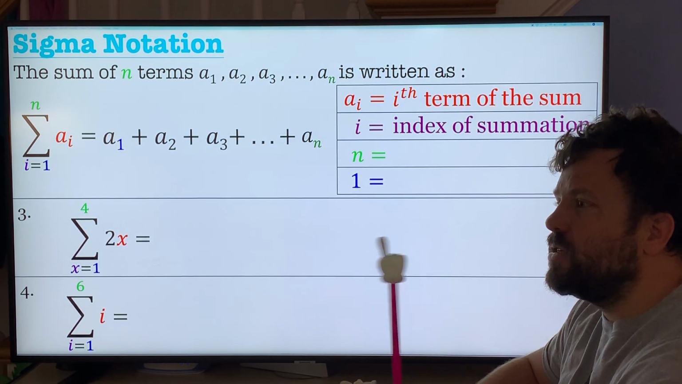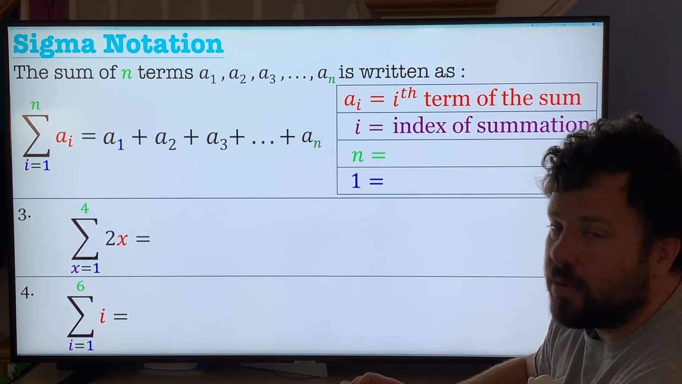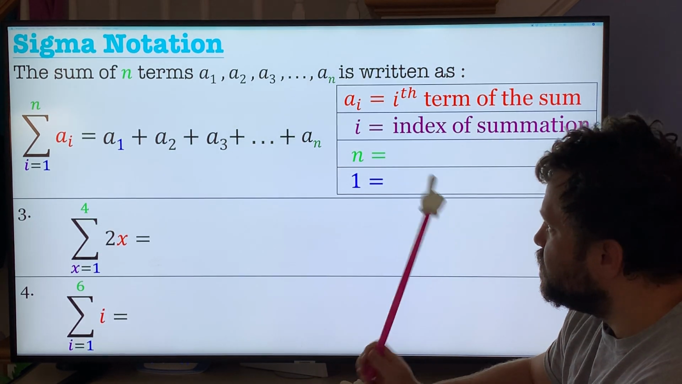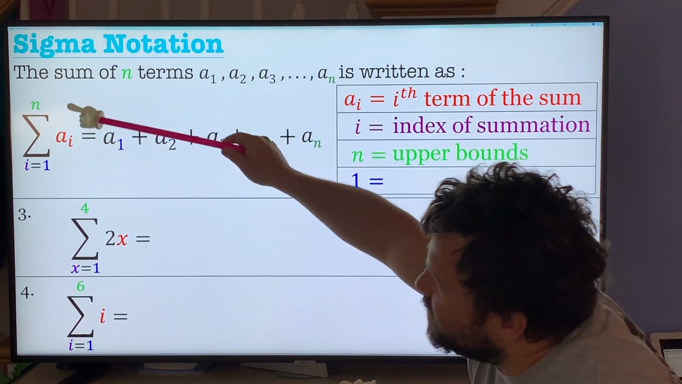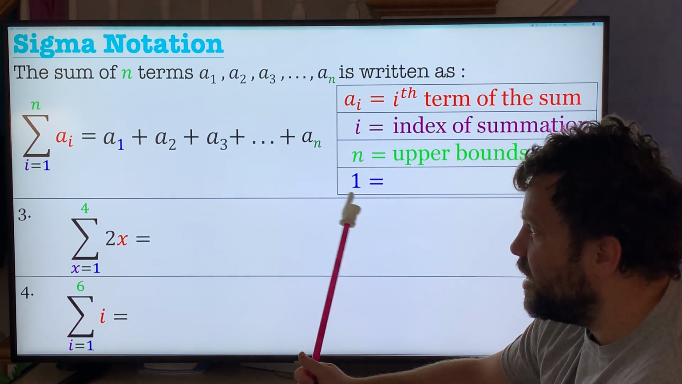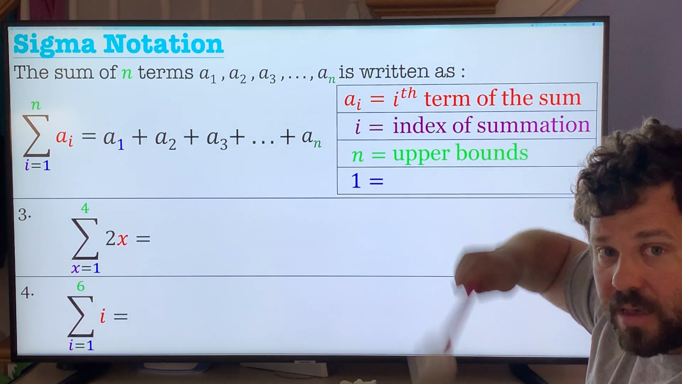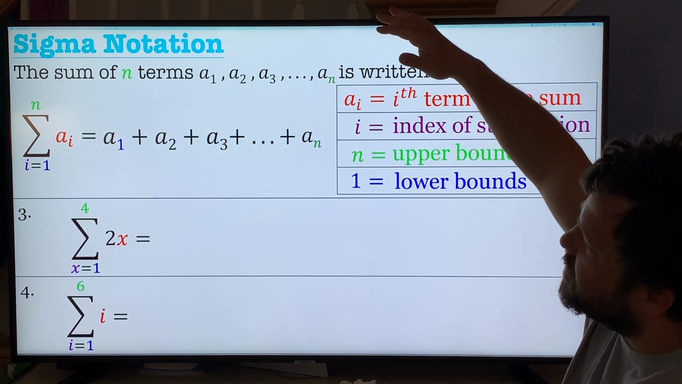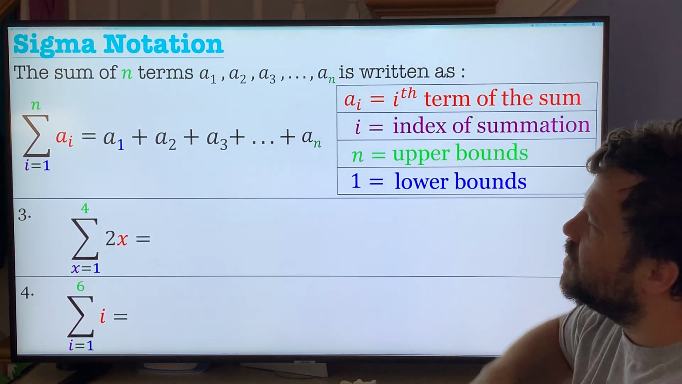Okay, the index of summation is where you're going to start, what term you're going to start at. You don't always have to start at 1, but most of the time, when we're doing this later on, we're going to start at 1. N is the upper bound. That means that's the number that you end at. Now 1 here, in this case, I could have called it a letter, is not the upper but the lower bound. Okay? So the upper bound is the last term for A you're going to use, and the lower is the first term.